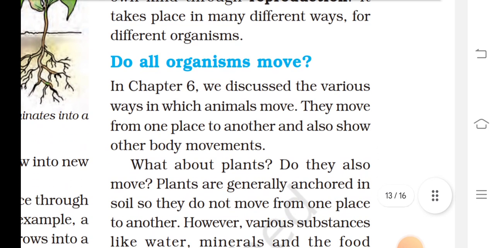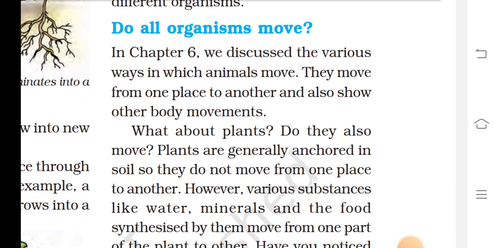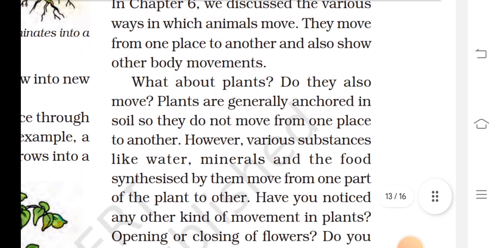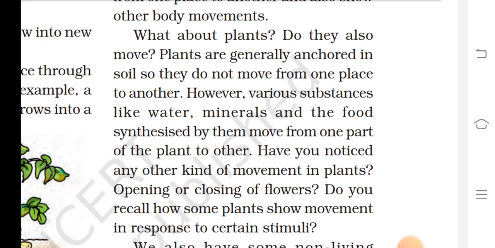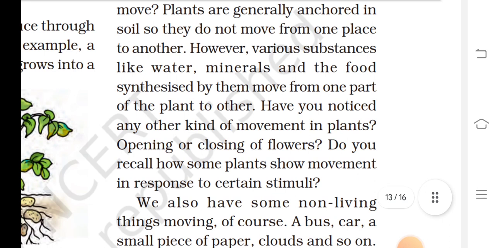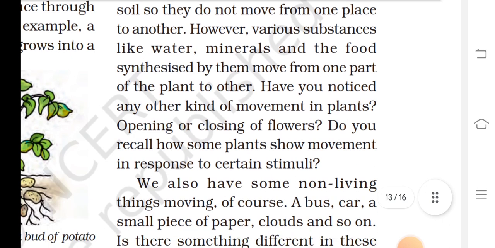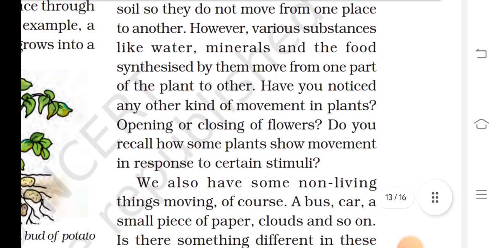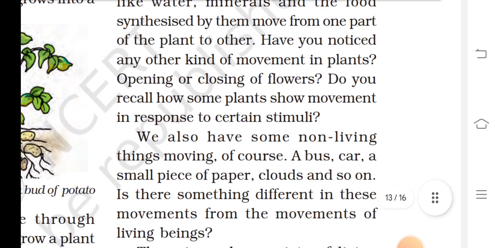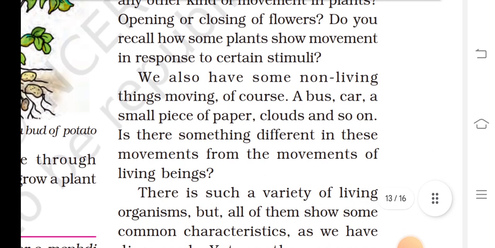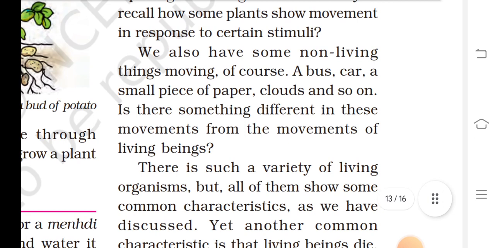Do all organisms move? In chapter 6, we discussed the various ways in which animals move. They move from one place to another and also show other body movements. What about plants? Do they also move? Plants are generally fixed in soil. They do not move from one place to another. However, various substances like water, minerals, and the food synthesized by them move from one part of the plant to others. Have you noticed any other kind of movement in plants, like opening or closing of flowers? Do you recall how some plants show movement in response to certain stimuli?